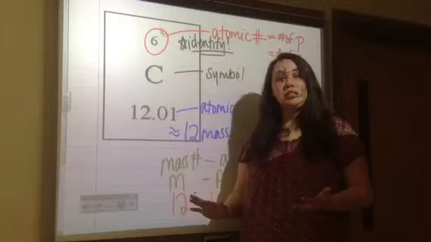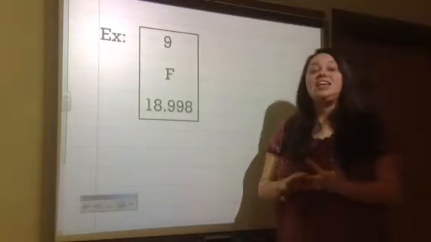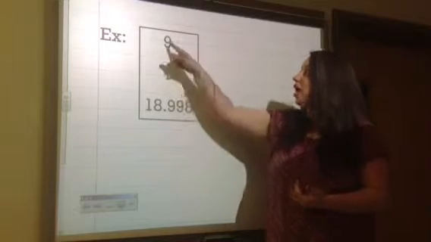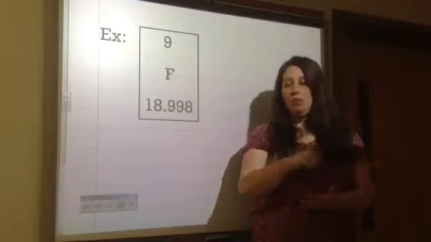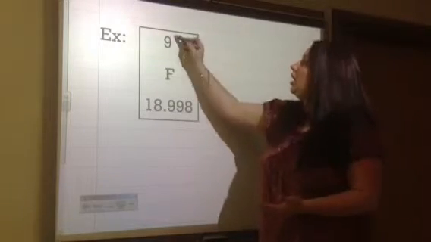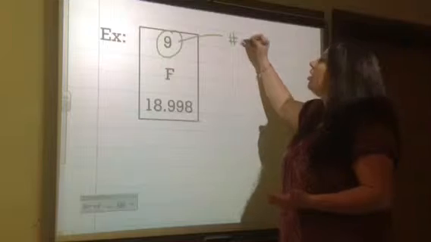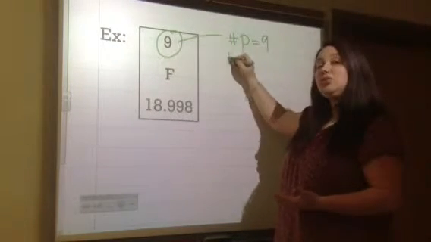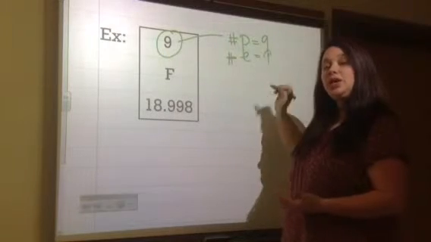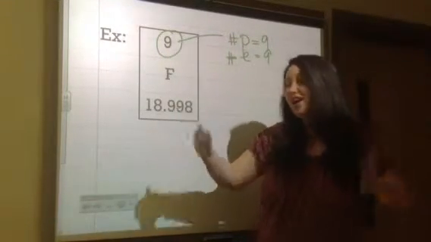So let's do a practice problem. This is fluorine. Fluorine is atomic number 9 on the periodic table, so it's just a couple of spots over from carbon. Atomic number 9 means that this is the number of protons and also the number of electrons. So what we need now to calculate is neutrons.